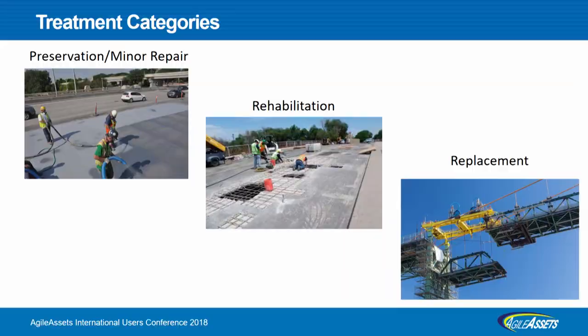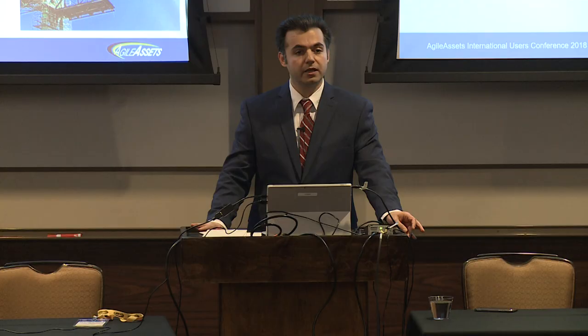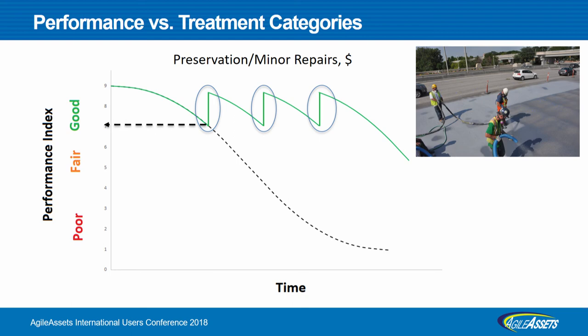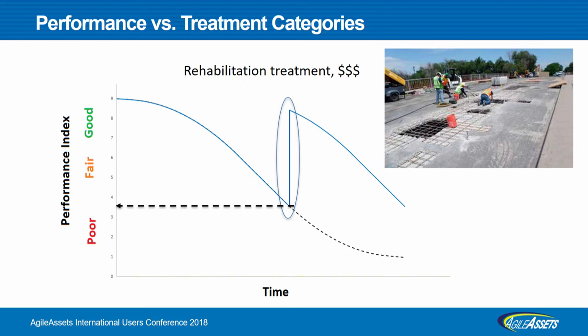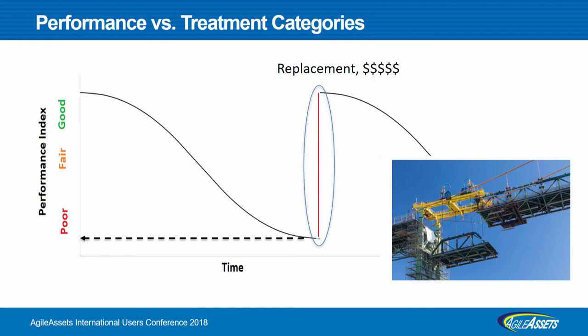How is this related to treatment categories in bridges? We have three general treatment categories: preservation, or minor repairs and maintenance, rehabilitation, and replacement. Let's see how it relates to the performance index. Preservation is applied when the bridge is still in good condition, or just between good and fair. By doing preservation or minor repair, we can bring the bridge back up to good. It's a low-cost treatment. Rehabilitation applies when the bridge is in fair or poor condition. It's more expensive, on average 3 or 4 times more expensive than preservation. And replacement is the most expensive treatment, when it's too late to repair the bridge.